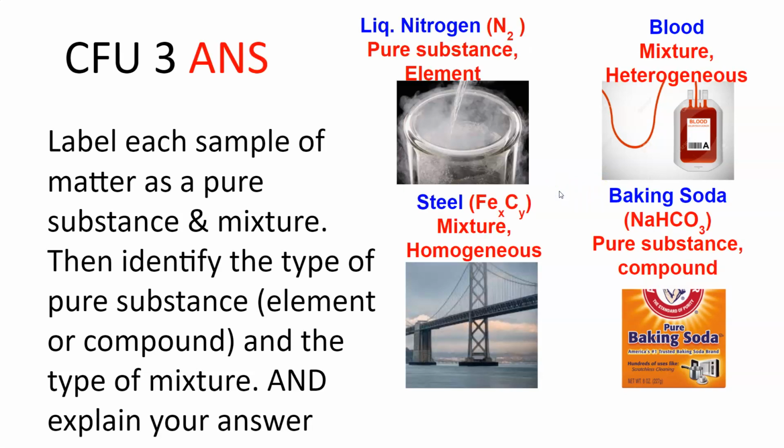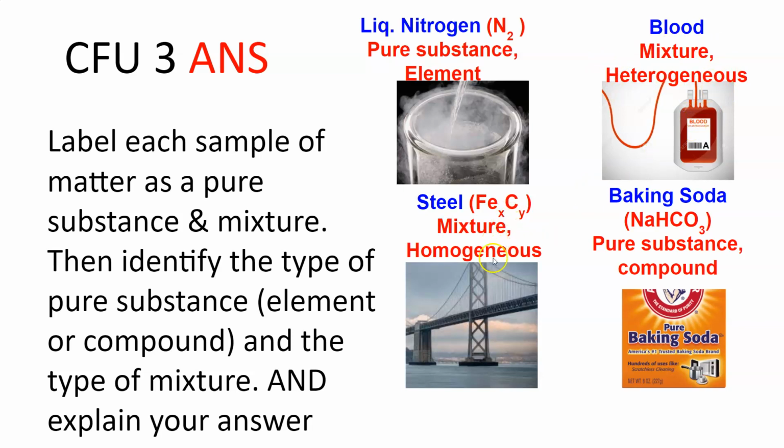Great, so liquid nitrogen is a pure substance, and because it's only made up of one type of atom, it's an element. Blood, remember, if you look at blood under a microscope, you can see the different parts, like red blood cells and non-red blood cells, and so that would be considered a mixture. So it's definitely a mixture. It's made up of more than one pure substance, but it's also heterogeneous because you can see the different parts under a microscope. Steel, remember, is a metal alloy.